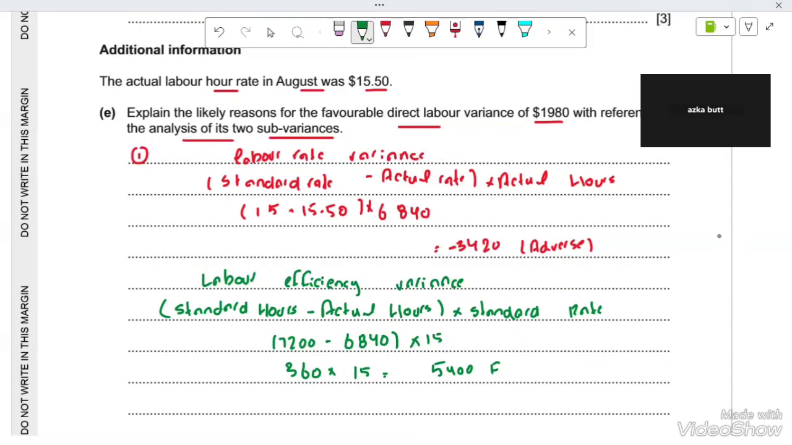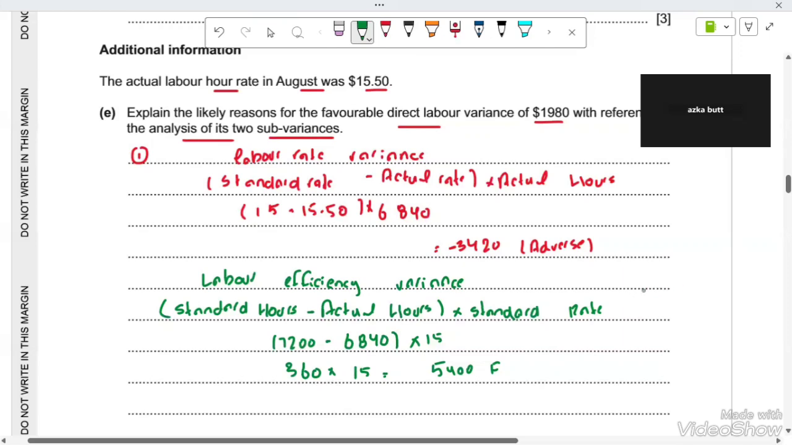So in conclusion, we would say that the favorable direct labor variance of 1,980 was mainly due to improved efficiency, which is a $5,400 saving, rather than lower wages. Although the company paid workers $0.50 more per hour, causing a 3,420 adverse variance, they used 360 fewer hours, resulting in overall cost savings. So better productivity, improved workflows, or reduced idle time likely contributed to this efficiency.